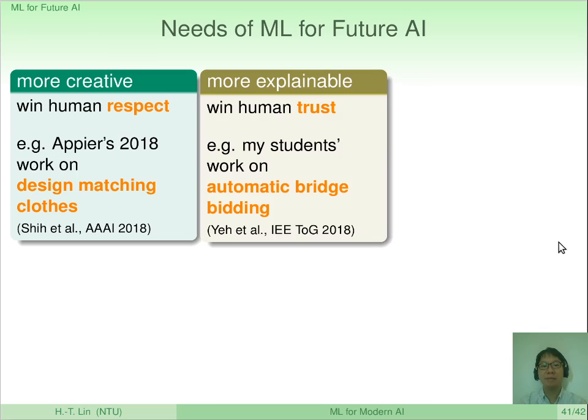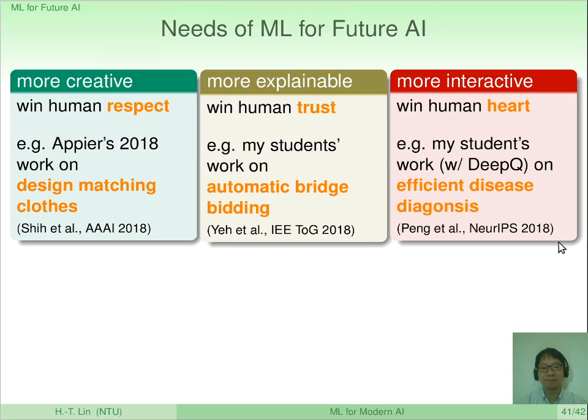And AI needs to be more explainable because humans need to trust some of the decisions that AI makes, for example, in self-driving cars or in the law domain or maybe in the medical domain. And one of my students worked on automatic bridge bidding, letting the machines decide their own bridge bidding protocol, which is a very interesting one to achieve explainable AI.